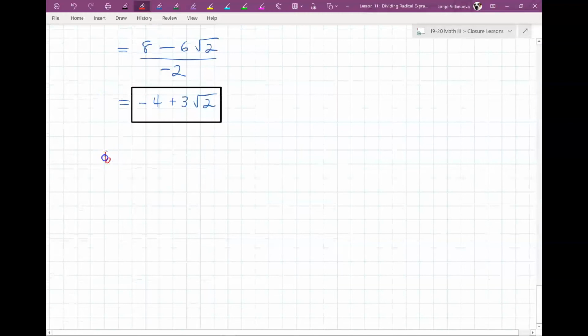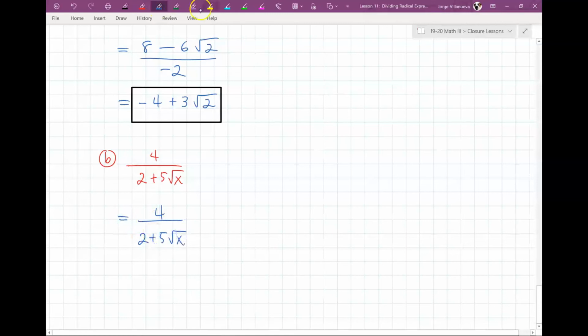I want to do 3 total of these, and then we'll be done. So 4 over 2 plus 5 radical x. Again, you can't really simplify this, but you can get rid of the radical on the bottom. So 4 over 2 plus 5 radical x, and then times the conjugate, so I can get rid of the square root on the bottom. So there we go. Okay, so 2 minus 5 radical x.